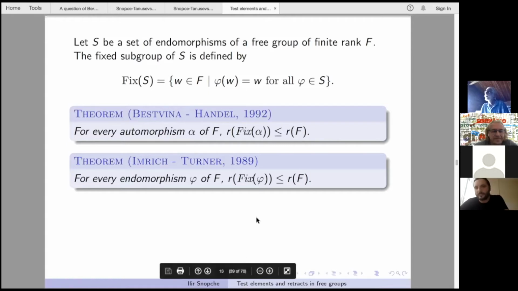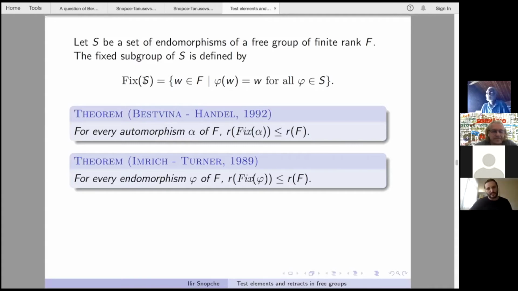No one knows anything. Okay, so now let us move to the discrete case where we are now. So we have this S here, okay? We have S, and for a single automorphism or endomorphism, we know that everything holds.